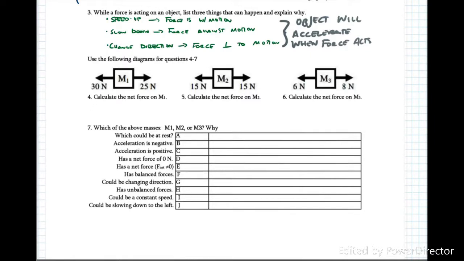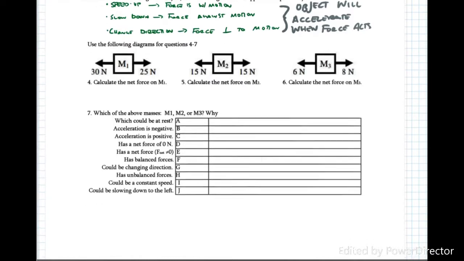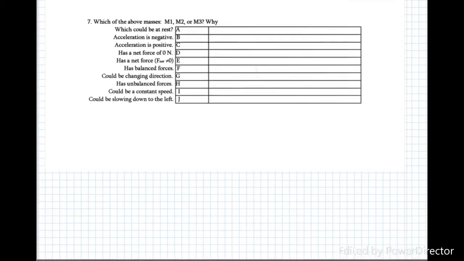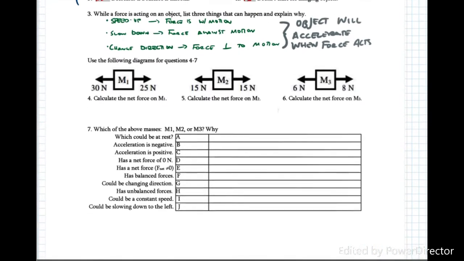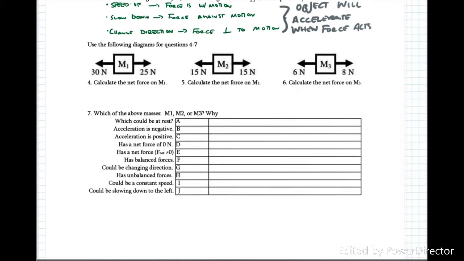All right. Questions 4 through 7 have us calculating the net force. When we talk about net force, what we want to do is add the forces together, but their direction matters. Mass 1, net force: 30 newtons minus 25 newtons. That net force is 5 newtons, but it's pointing in the backwards direction. Second one, it's 15 newtons minus 15 newtons because they're in opposite directions. Net force of 0.